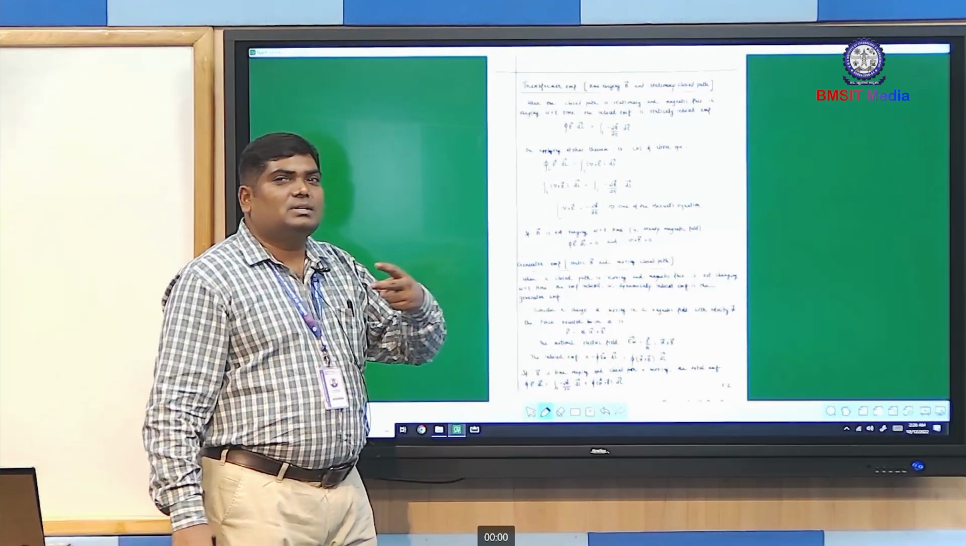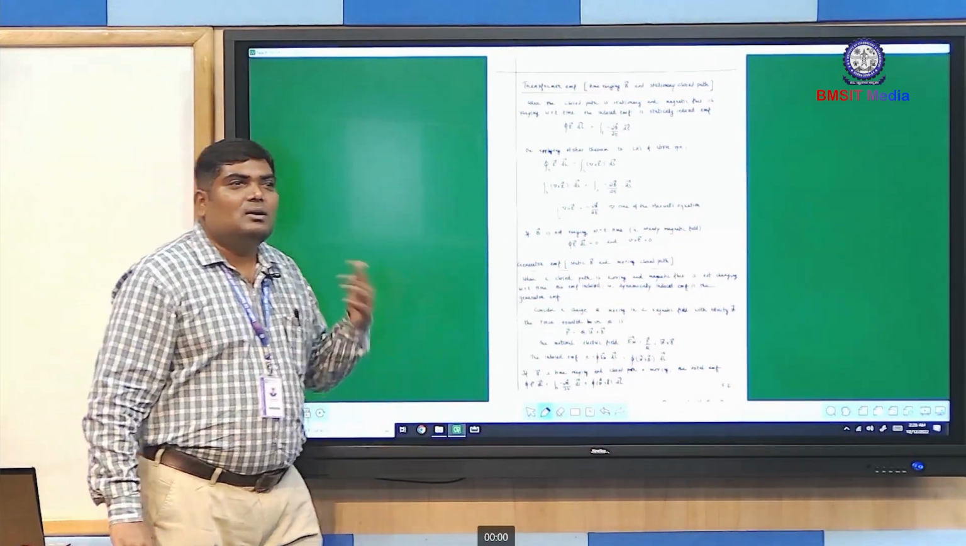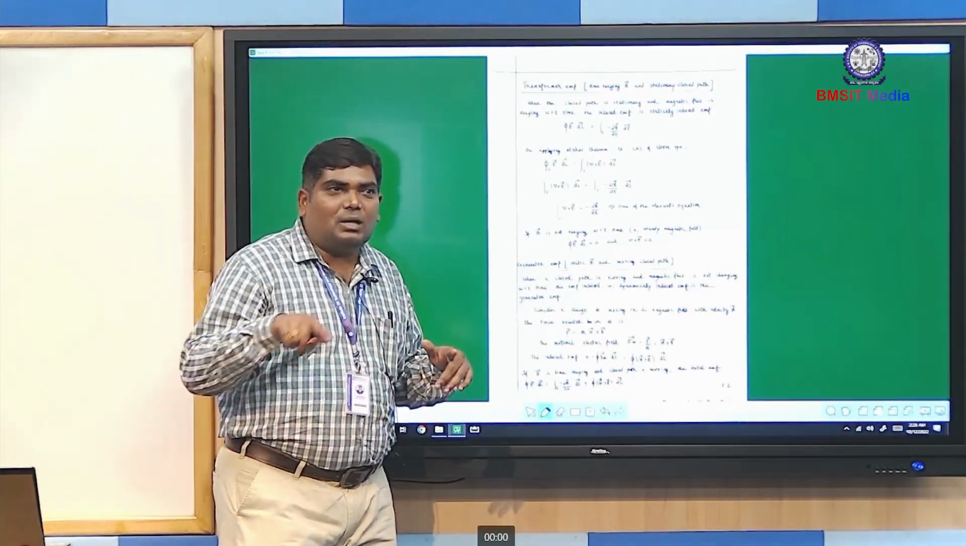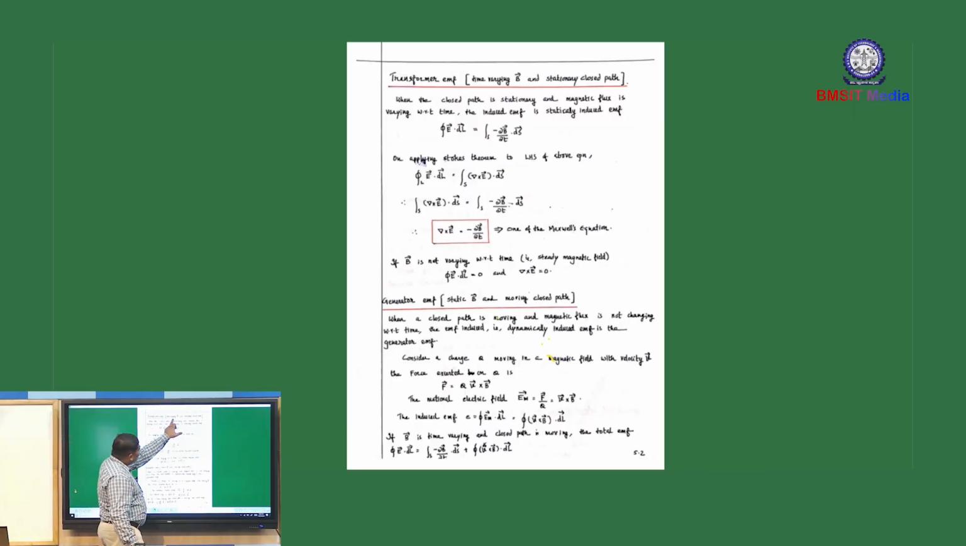So now based on the EMF induced in a closed path, we have discussed two conditions. One is that flux is varying but the closed path is stationary. Another is that flux is stationary but the path is moving. Let us consider the first case, where the flux density is varying and the closed path is stationary. This is called transformer EMF, transformer electromotive force. So the same thing we have discussed here.